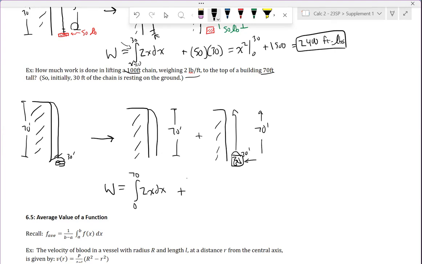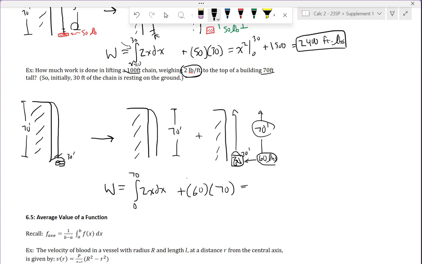So what is the force? What is the weight of this chain sitting on the ground? Well, that's 30 feet of chain at 2 pounds per foot. So that is 60 pounds that has to move 70 feet. So this contribution to work is force times distance, 60 times 70.